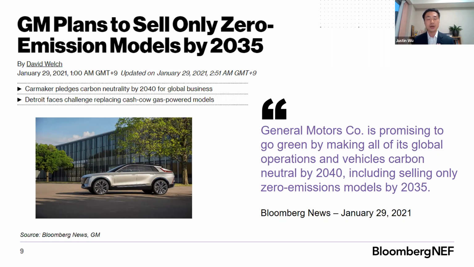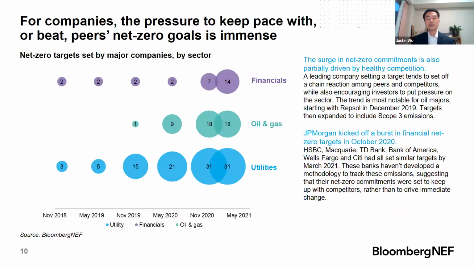And that's something that we spend quite a bit of time thinking about and working on with companies and investors, trying to understand whether their business models are actually going to be compliant in this type of environment. For most companies, there is immense pressure to keep up with net zero goals or to beat their peers. It's a very easy example to illustrate. Just in the span of about 2 years, we looked at 3 major sectors: financials, oil and gas, and utilities. Obviously, oil and gas and utilities are energy companies.